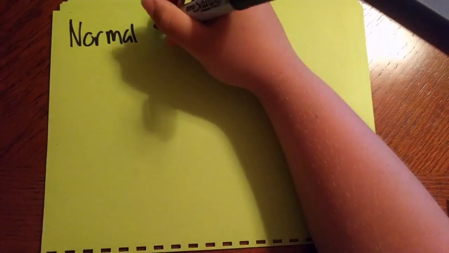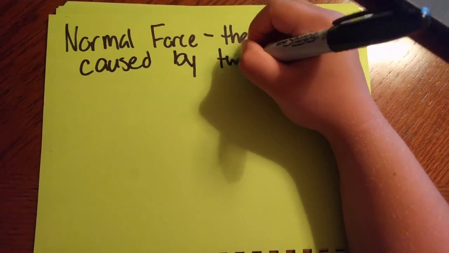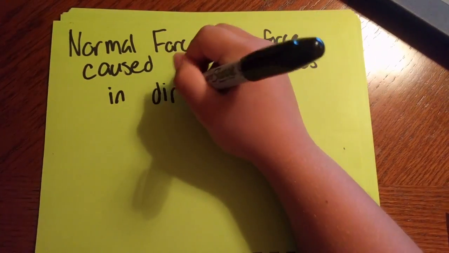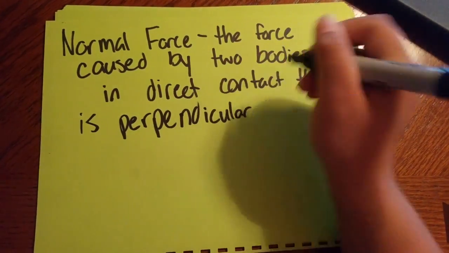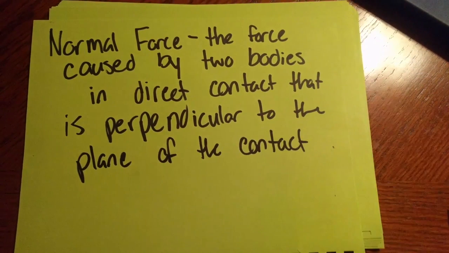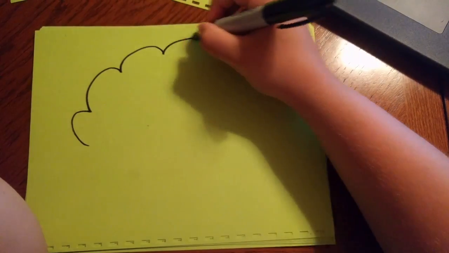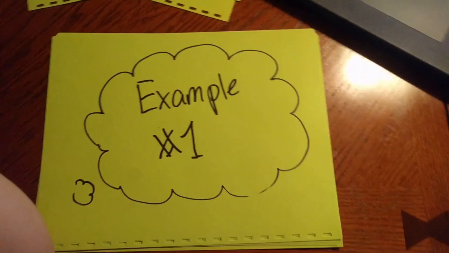There's also something called a normal force, which is the force caused by two bodies in direct contact that is perpendicular to the plane of the contact. Although definitions are fun, this can all be better explained through example problem number 1.